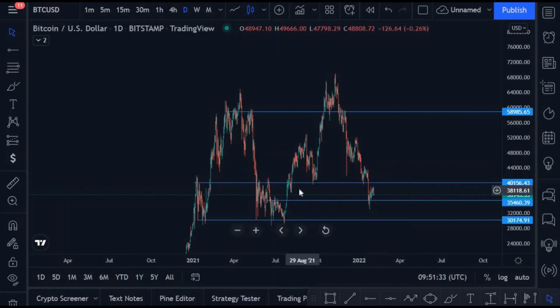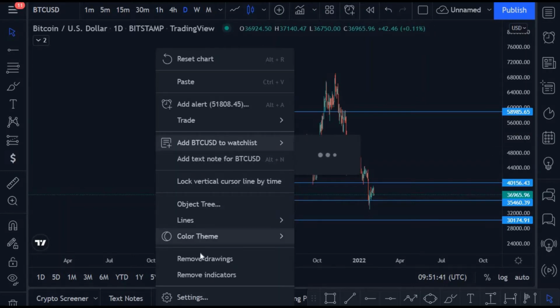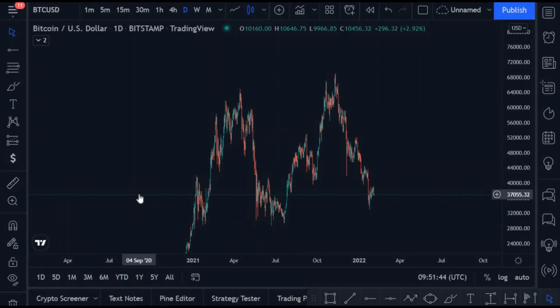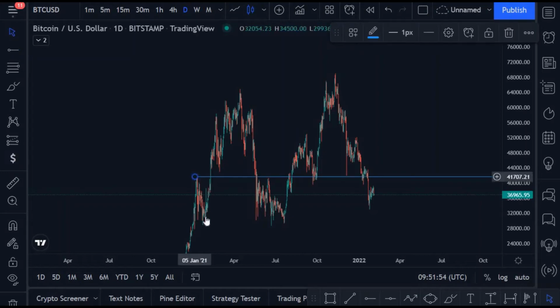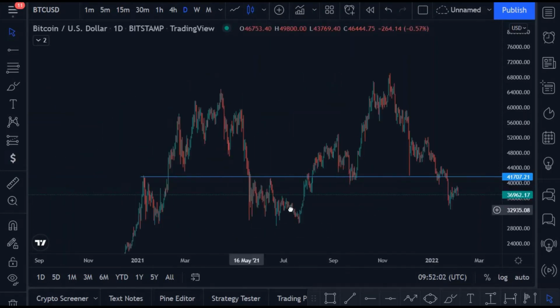Now, another thing to note is that when a support or resistance level gets broken, it automatically switches sides. So if we take here for example, you can see that at this point we have a neckline here, which is a resistance neckline.